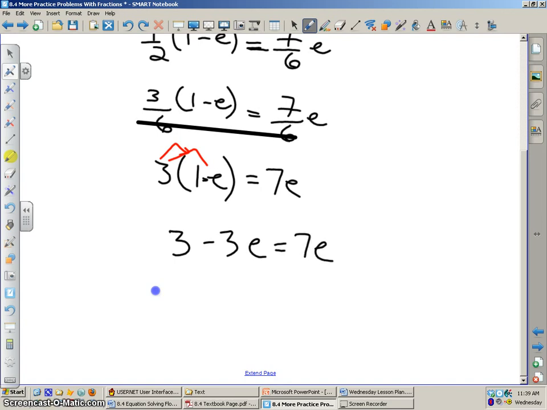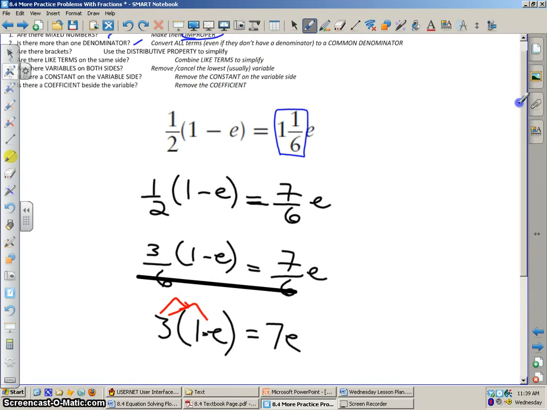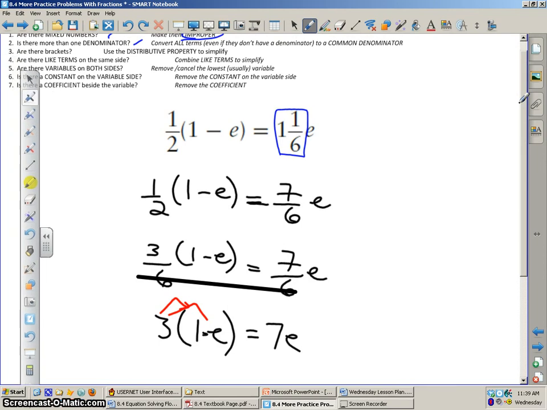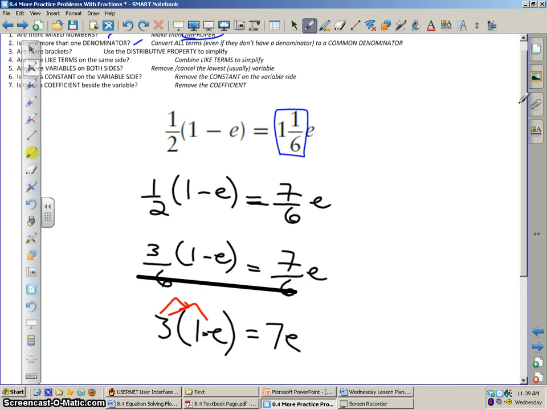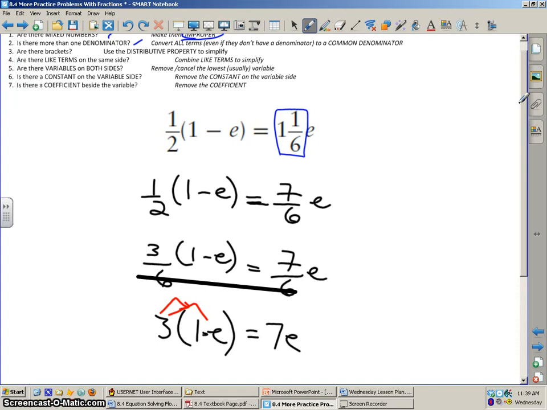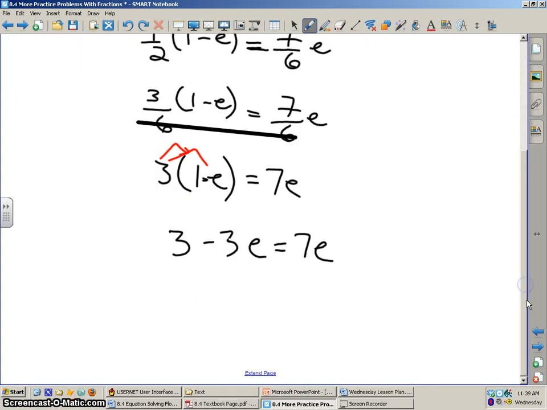Okay, we thought about where we were now in our process. We have variables on both sides. We do. And we're going to work on that and try to maybe pick the lowest one if it makes sense to do that.